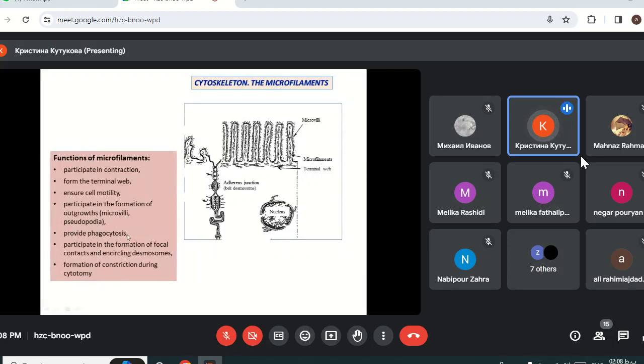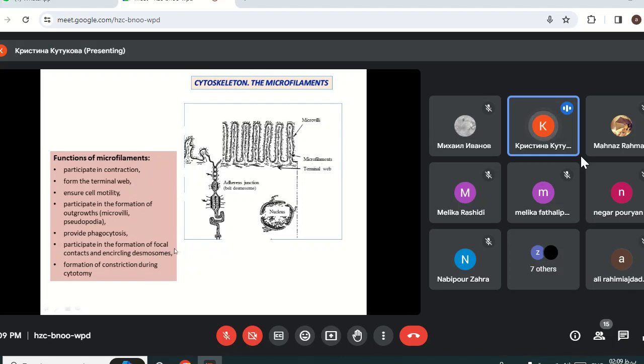Also, they provide phagocytosis. It's also the same function, because it is all about the changing of the shape of the cell membrane with the help of contractile microfilaments just below it. So during phagocytosis, the endocytotic vesicle will be formed. So microfilaments will cause invagination of the cell membrane.